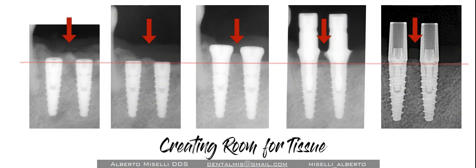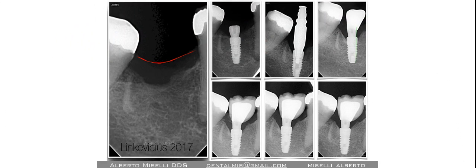Here are the X-rays, the evolution of the healing of the bone, okay, changing from the cover screw to the healing screw, and impression with the individualized emergence profile, choice of straight or conical abutment, and we create a perfect space for tissue. In this case, it's very interesting.